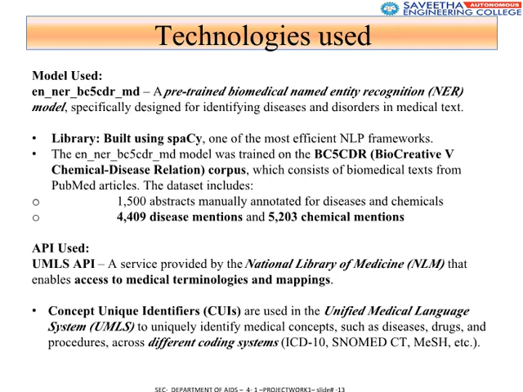API used: UMLS API, a service provided by the National Library of Medicine, NLM, that enables access to medical terminologies and mappings. Concept Unique Identifiers (CUIs) are used in the Unified Medical Language System (UMLS) to uniquely identify medical concepts, such as diseases, drugs, and procedures, across different coding systems: ICD-10, SNOMED-CT, MeSH, etc.